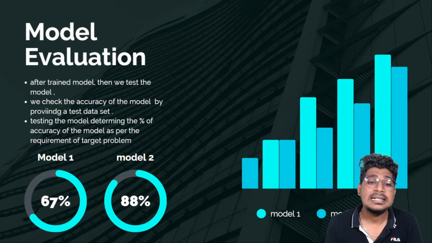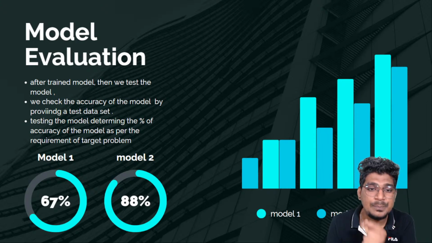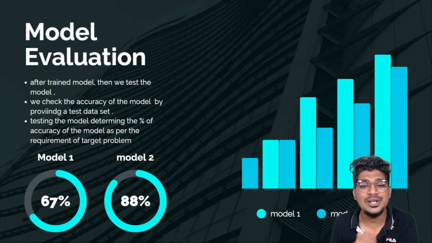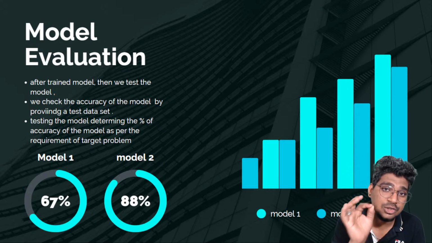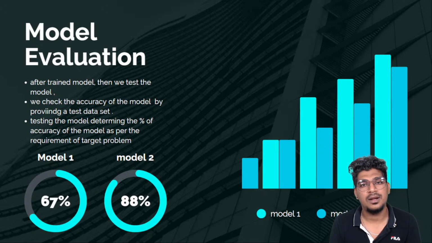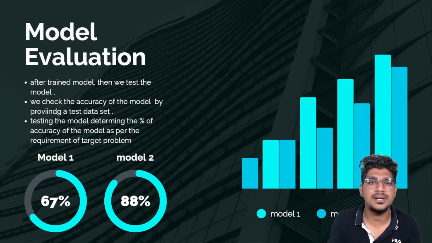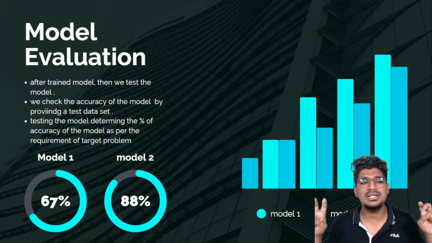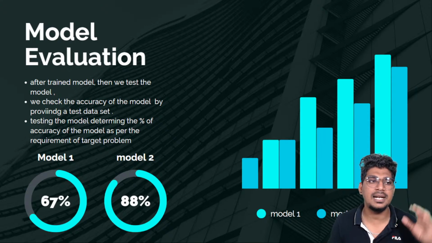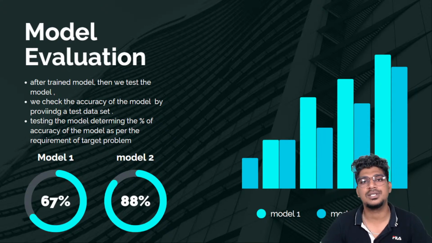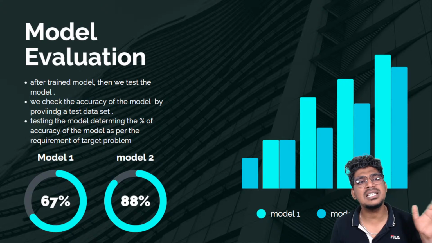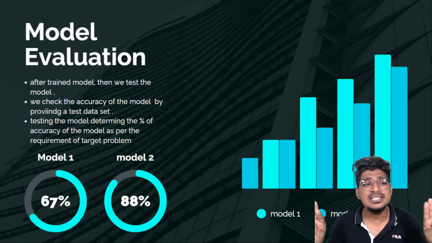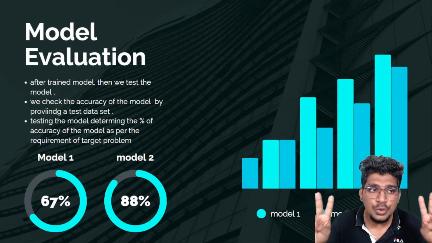That means testing the model, determining the percentage of accuracy of the model for the requirement of the target problem. Depending on your problem, it will give the percentage. Here you can choose two different algorithms, maybe decision tree or random forest. Normally, the decision tree gives 67%, but random forest gives 88%. These are the two different algorithms.